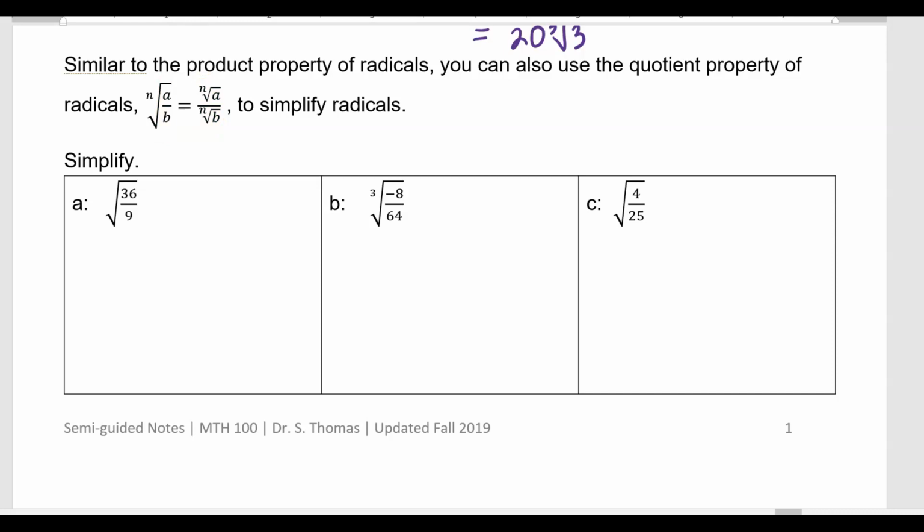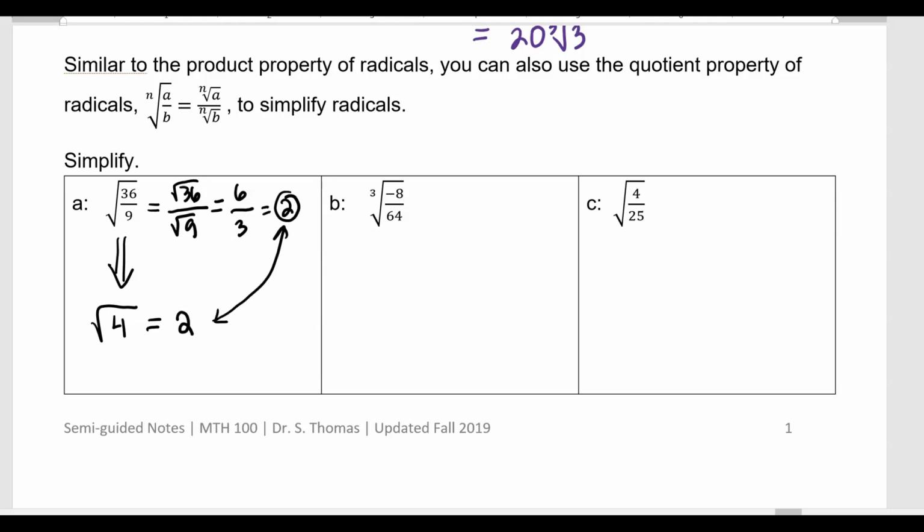If you have the square root of 36 over 9, one way of possibly simplifying this is splitting up the radical into 2 radicals like so, and then simplifying each separately. The square root of 36 is 6, the square root of 9 is 3, and then 6 divided by 3 is 2. Now, a completely different way of doing this one is to just divide 9 into 36, which is 4, and then you can also simplify it to 2. So these are the same answers, just showing you that there are two different ways you could have approached that particular problem. Let's move on to B.